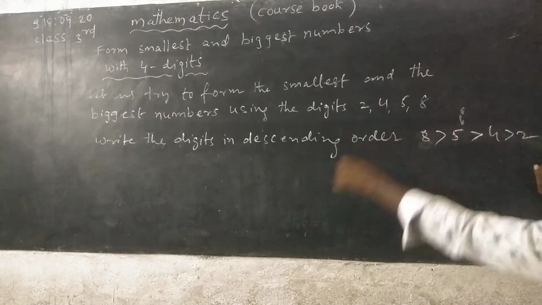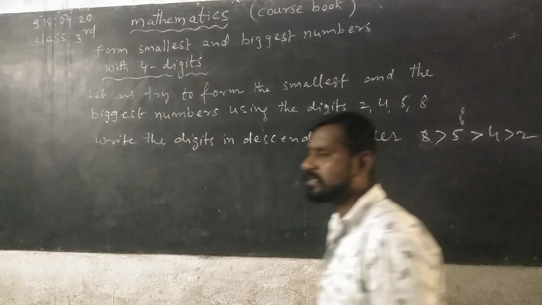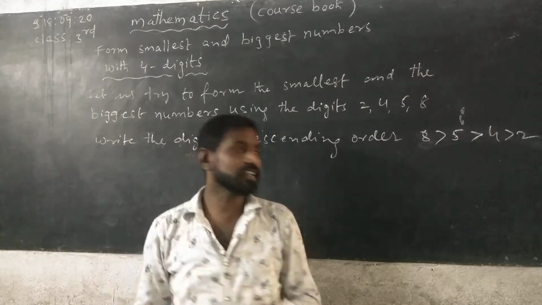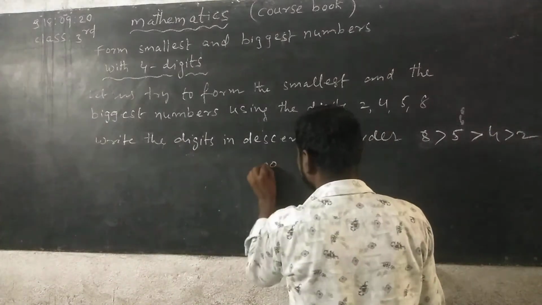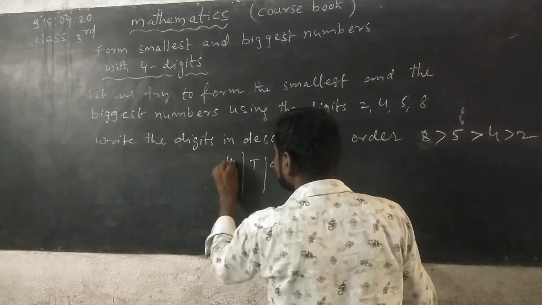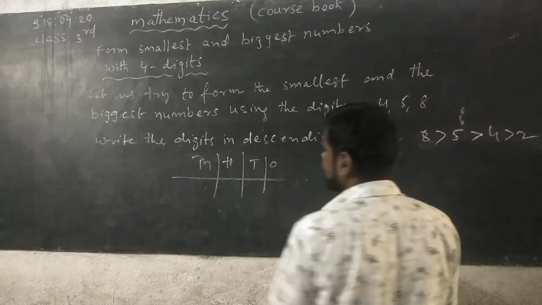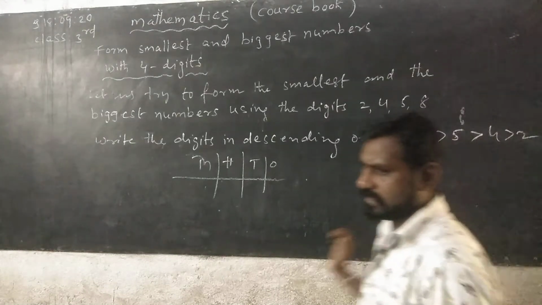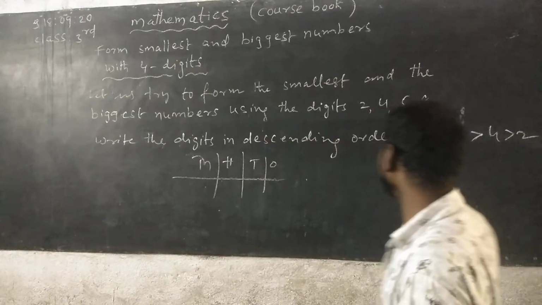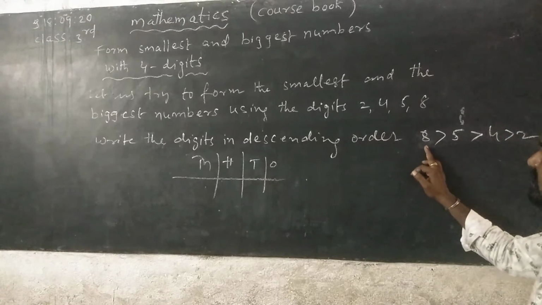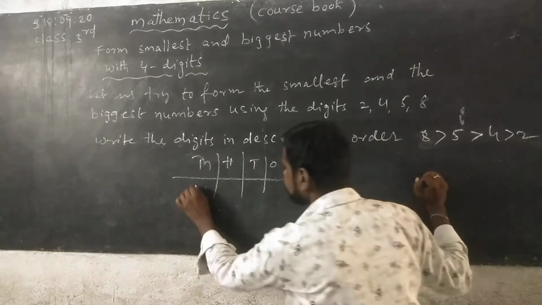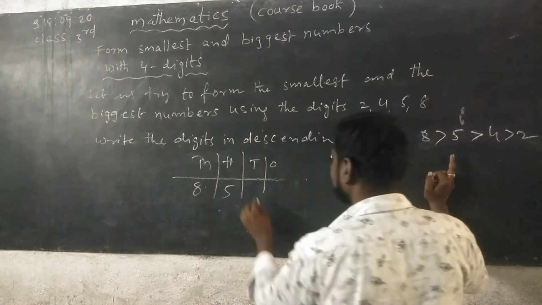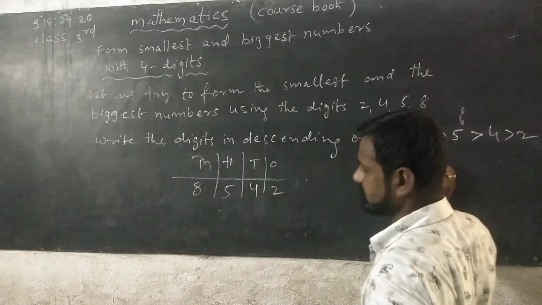So here 4 digits are there. A 4-digit number has 4 places: ones, tens, hundreds, thousands. You write them here. Now first of all, the thousands place. Which digit can you write? 8. In hundreds place you write digit 5. Now next, 4 in tens place. 2 is in ones place.